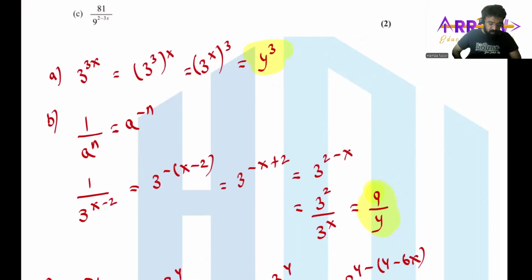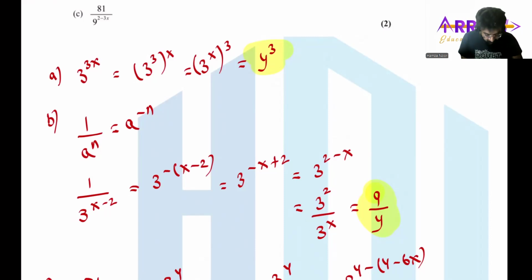So 3 raised to the power of minus x plus 2, which is also the same thing as saying 3 raised to the power of 2 minus x. And when you have a raised to the power of m minus n, you can write a raised to the power of m divided by a raised to the power of n. Easy and simple. So this definitely becomes 3 square divided by 3 raised to the power of x.